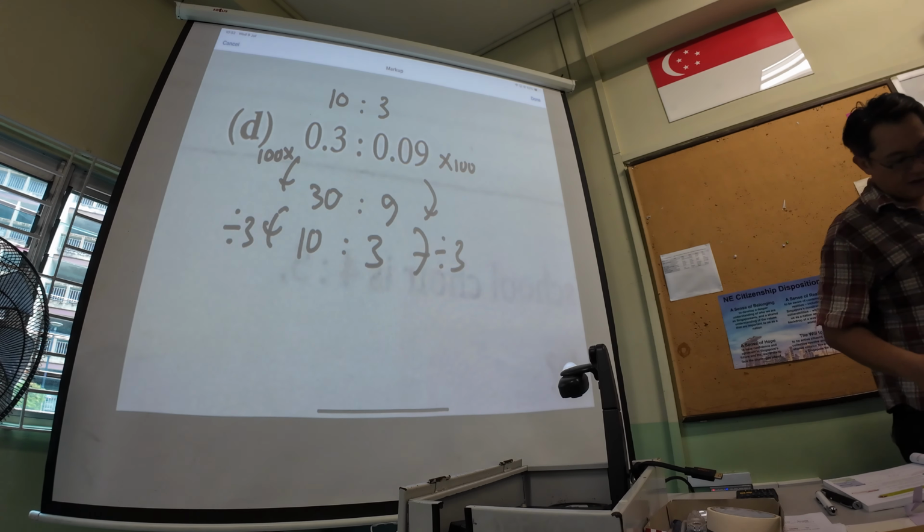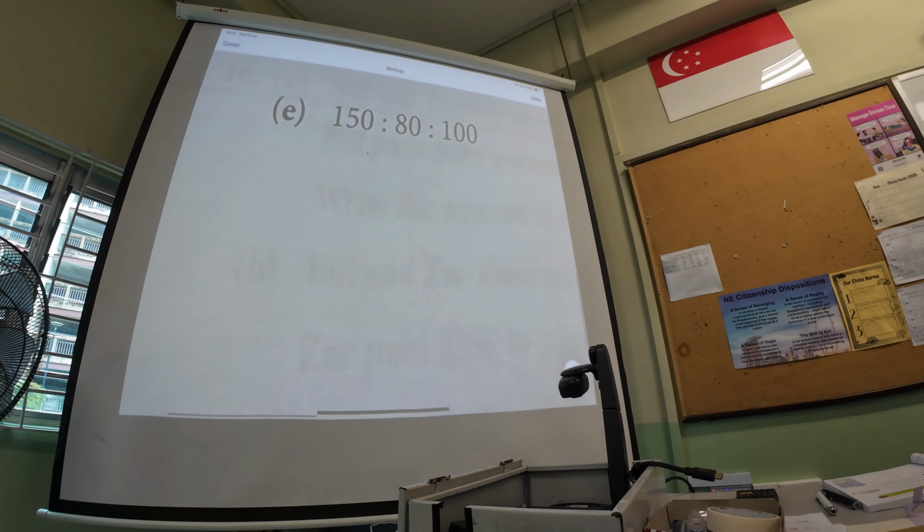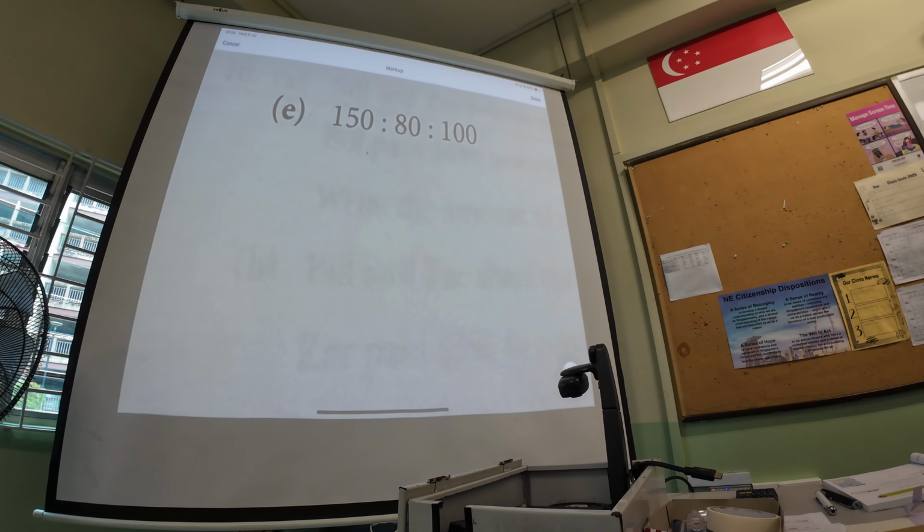Okay, 2 more minutes. Last 2 parts. Okay, then it comes to why. Since ratio is so similar to fraction, why must have ratio. So part E is one of the reasons. Fraction, we only compare 2 numbers. In ratio, we can compare 3 numbers at the same time. 150 is to 80 is to 100. It gives the proportion of 3 different things. Maybe it can be 150 boys to 80 girls to 100 not boy not girl. So we can compare the same amount of 3 different things at the same time.